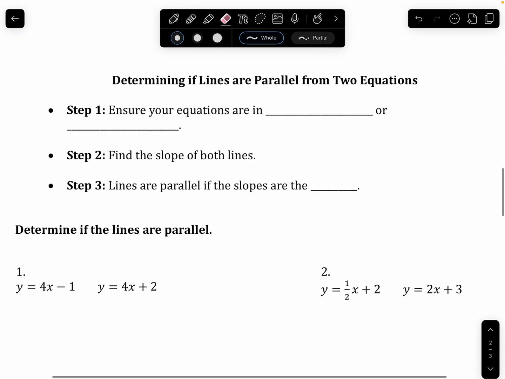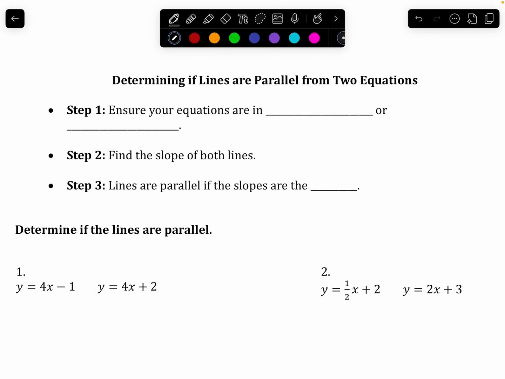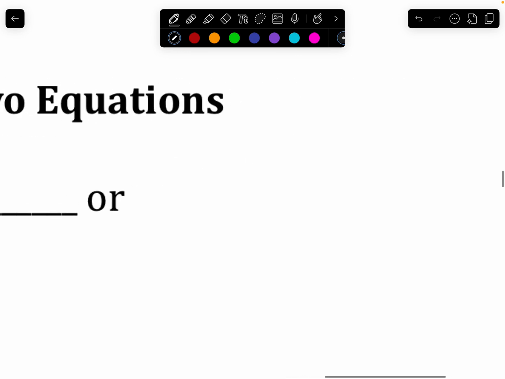All right, now let's talk about how to determine if lines are parallel from two equations. This is what you're going to see a lot. It says ensure that your equations are, and I'll just explain this before I write it down. In order for you to know if lines are parallel without looking at a graph, you have to know what their slopes are. And unfortunately, remember that standard form doesn't give you slope.